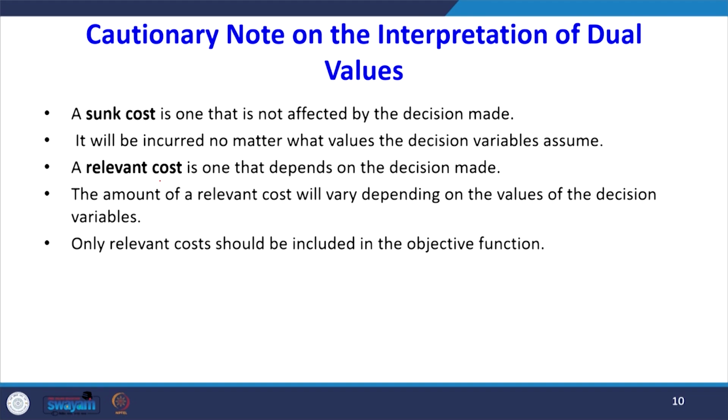Then what is a relevant cost? A relevant cost is one that depends on the decision made. The amount of a relevant cost will vary depending on the values of the decision variables. Only relevant costs should be included in the objective function. So when we interpret the meaning of dual values, it is applicable only for the relevant cost, not for the sunk cost. What is the relevant cost? Adding extra resources helps to increase your objective function.